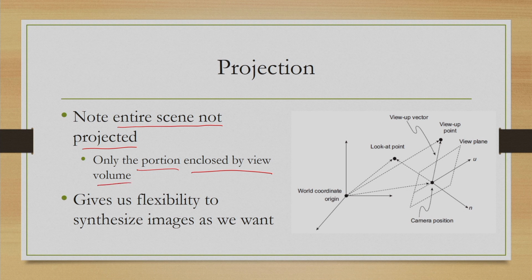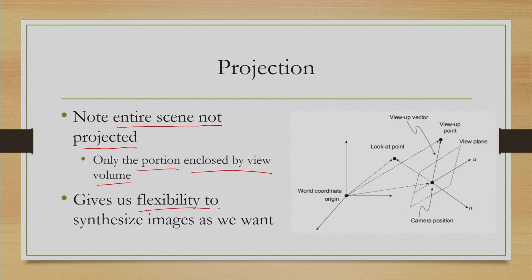So, in this way, by controlling the view volume, we can control the amount of scene that we want to display on the screen. This gives us some flexibility in synthesizing the images. By increasing the volume, we can show a larger image. By reducing the volume, we can show smaller images.